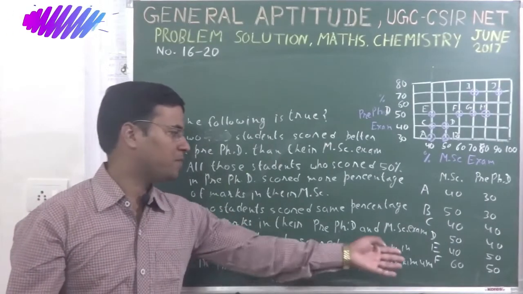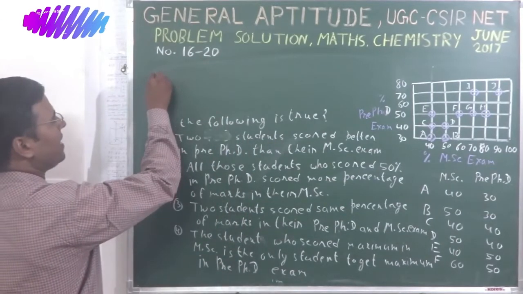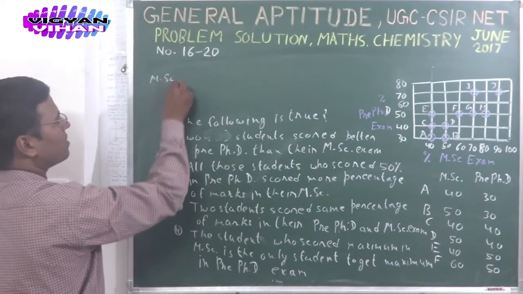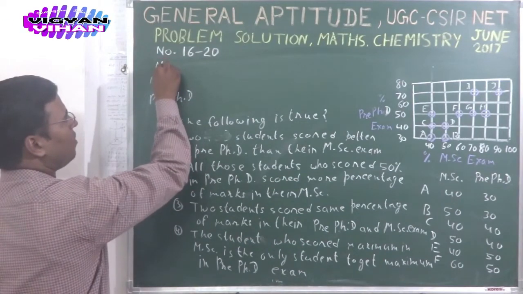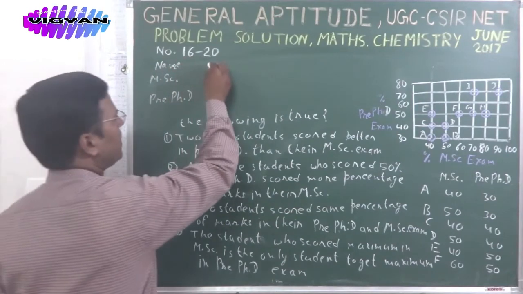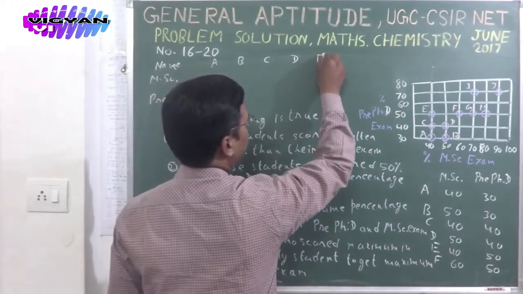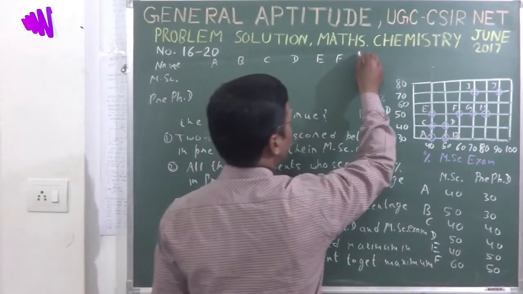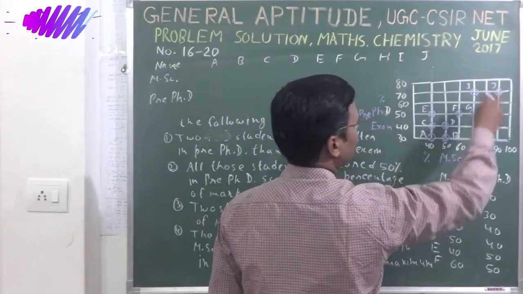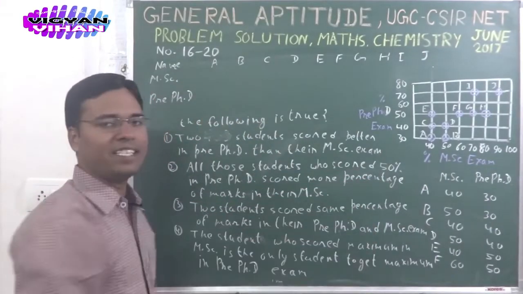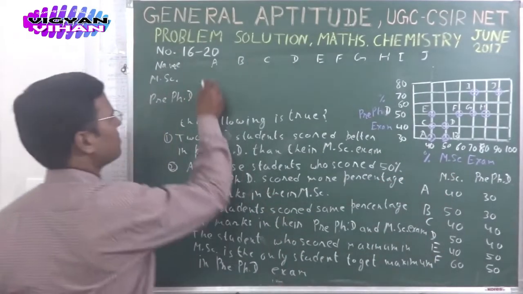There is a lack of space down here, so we will make this table like MSc percentage of marks, pre-PhD percentage of marks, and name of the student, that is A, B, C, D, E, F, G, H, I, J. For the MSc exam, we will write the complete information which is derived by us here.